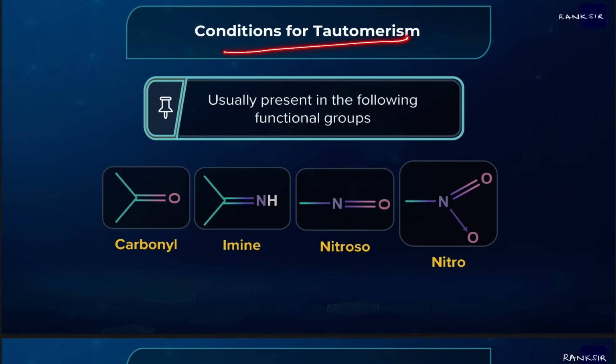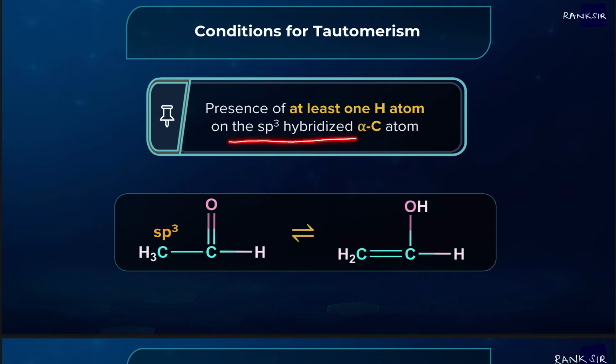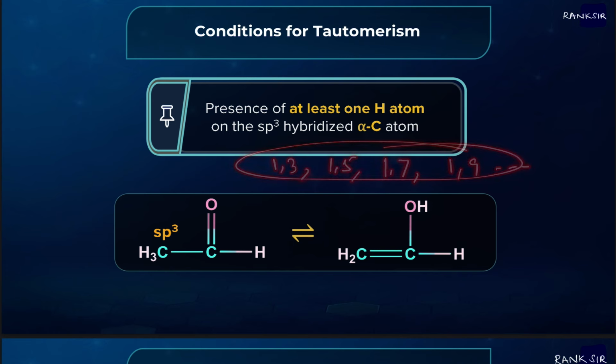Now, the condition for tautomerism: it is usually present in the following functional groups. Like this group is required: carbonyl, aldehyde, ketone, imine, nitroso, nitro group. These groups are required to show tautomerism. Next condition: presence of at least one hydrogen on the sp3 hybridized alpha carbon. Generally this is alpha carbon, but not always. Sometimes it may be gamma carbon also. That is the 1,3 position, 1,5 position, 1,7 position, 1,9 position, and so on; these positions are required.